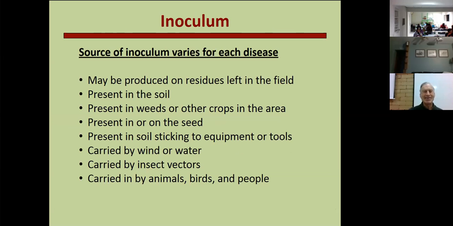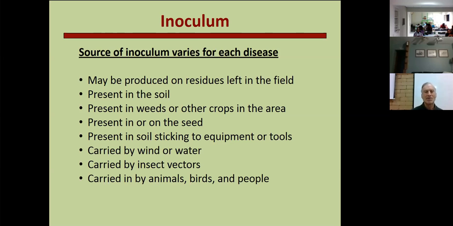So the source of inoculum varies with each disease. Inoculum is the part of the pathogen, the life stage of the pathogen, that blows around and gets dispersed to the new plant. And so it could be produced on the residues left in the field. The fungus can be growing on the crop residues and producing spores, which will then infect other plants. It could be in the soil.